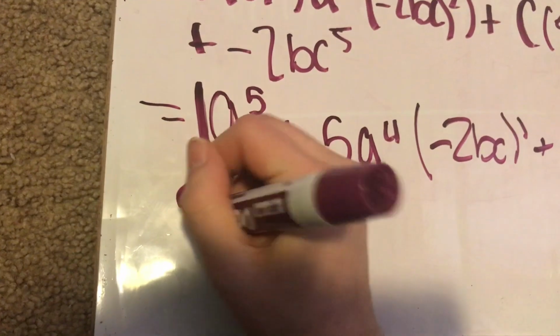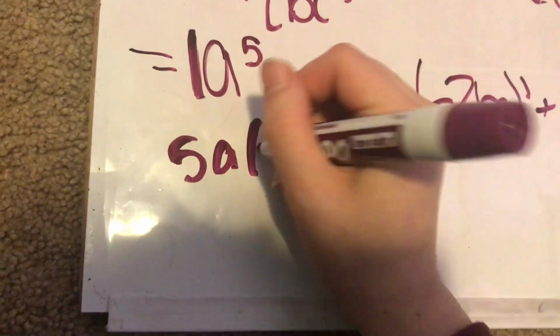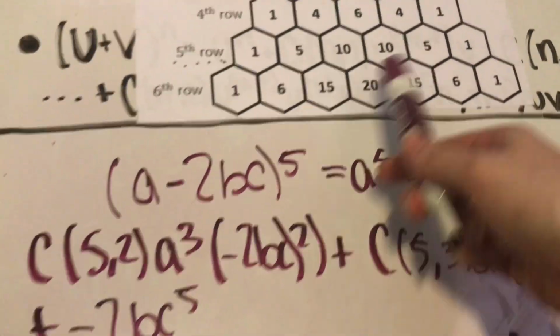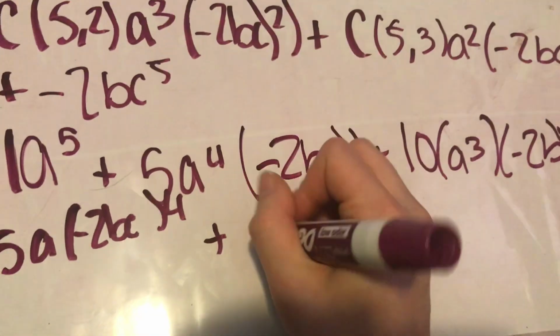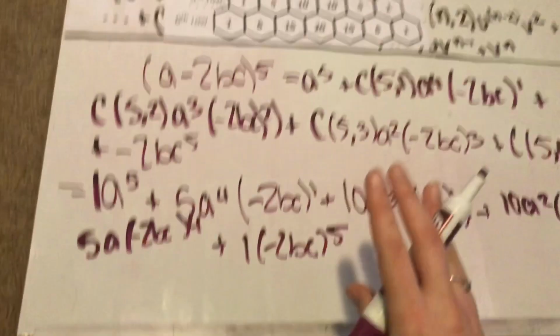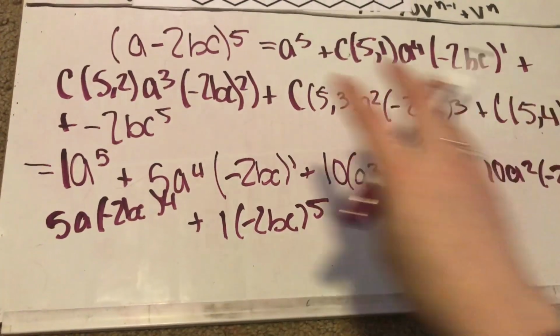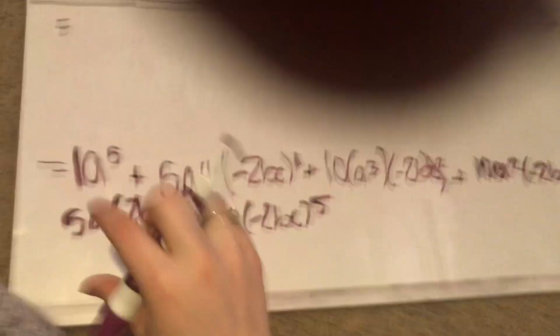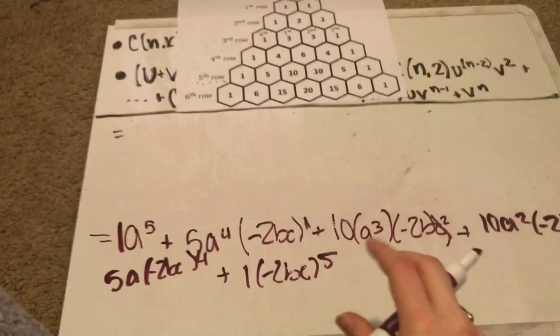Plus 5 times a times negative 2bc to the fourth, because that was 5 right there. So now it's just going to be 1 again, 1 times negative 2bc to the fifth. Just to make a little room, I'm going to erase this top part to make sure we can do the next part. Let's do algebra to make sure this is all simplified into the simplest form.